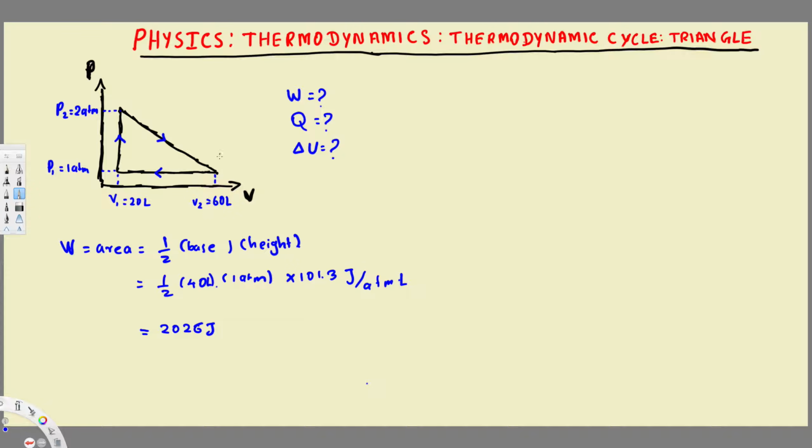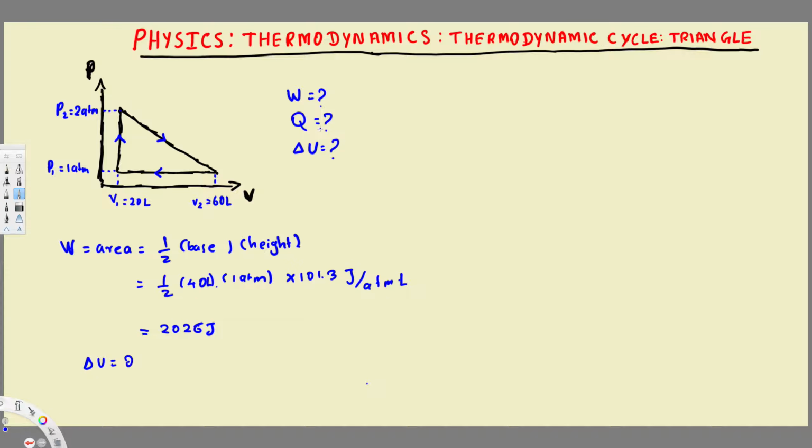Whenever we have a cyclic process, whenever you have something beginning and ending at the same point, it doesn't matter if it's a triangle or whatever shape it is. If it's a cyclic process, the delta U is always 0. So here delta U is 0.